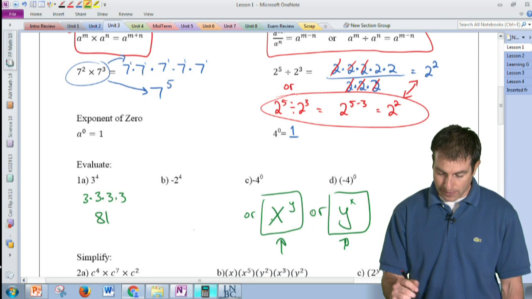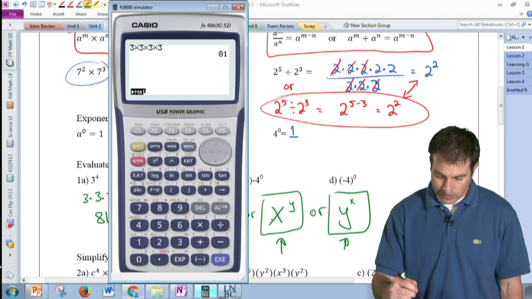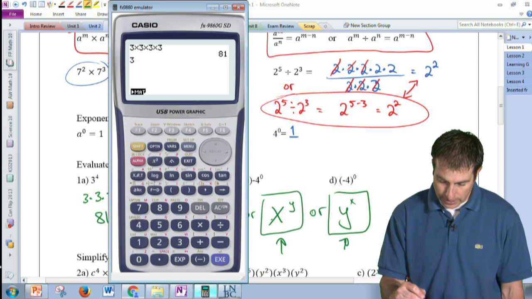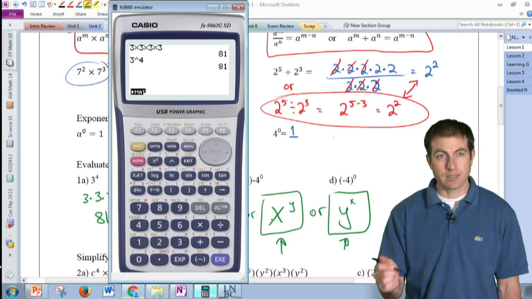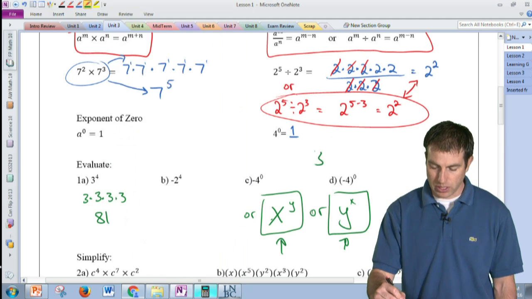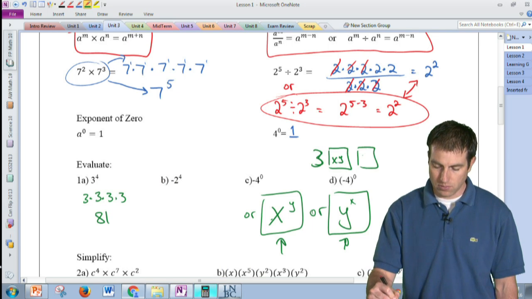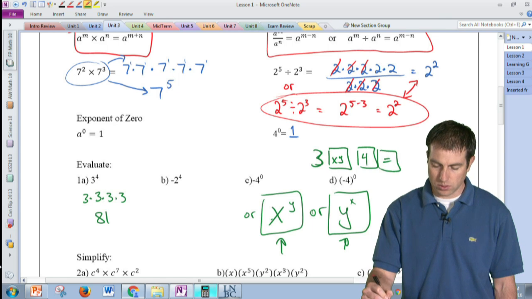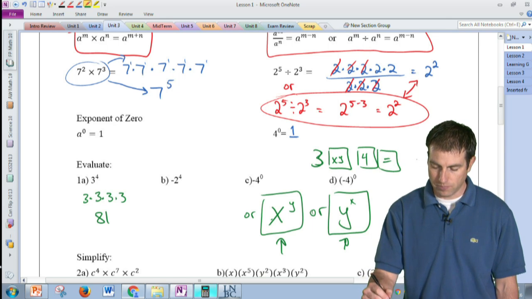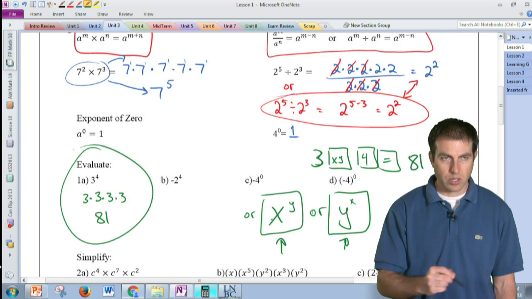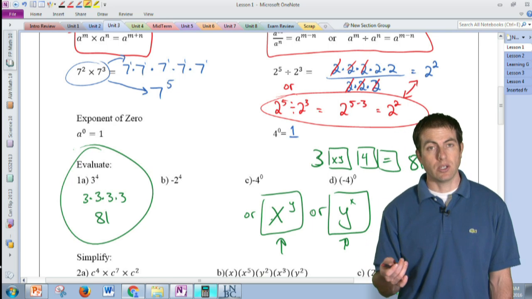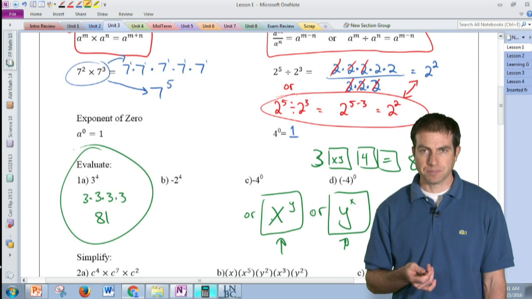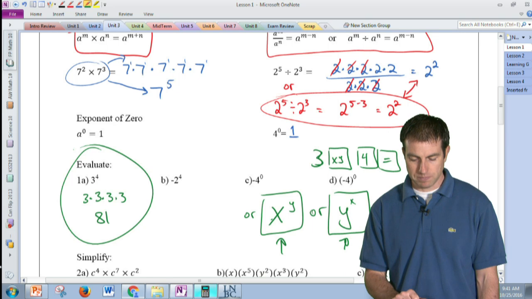So what I want you to do is this. I want you to go 3 hat 4 equals. Or if you have the X to the Y button, you can go 3, X to the Y, 4 equals, and you should end up with 81. So I just want everyone to try this basic calculation, just to make sure you know which button we're talking about on your calculator, in case you need to use it.